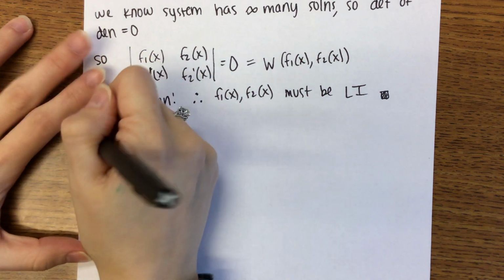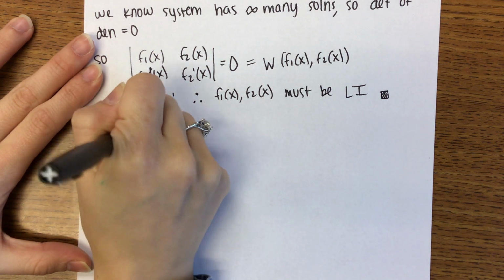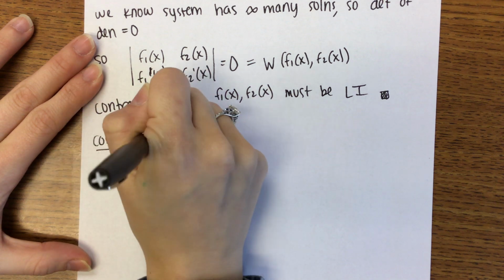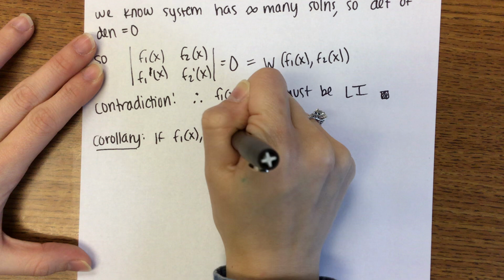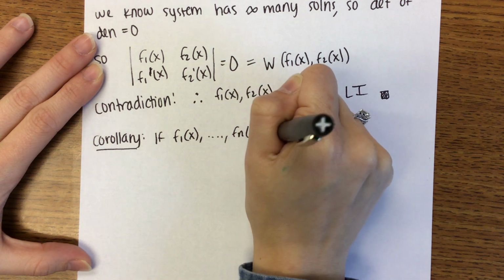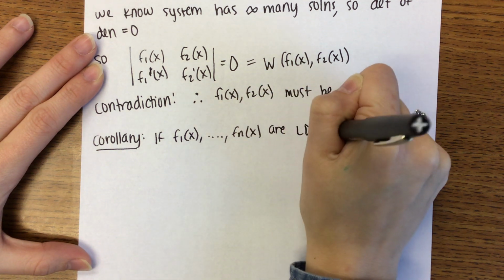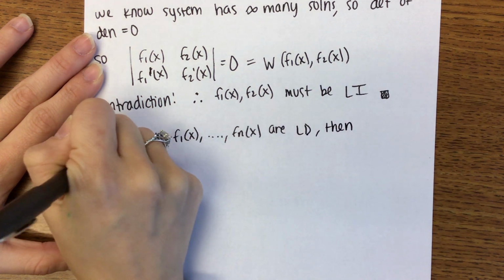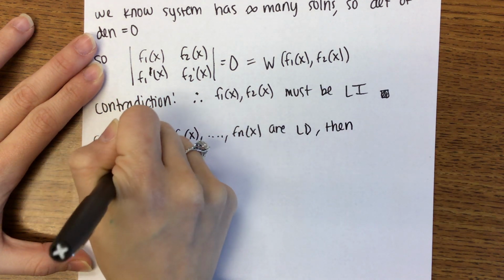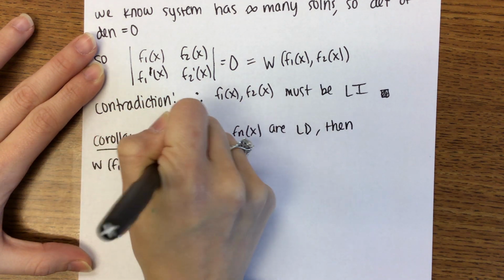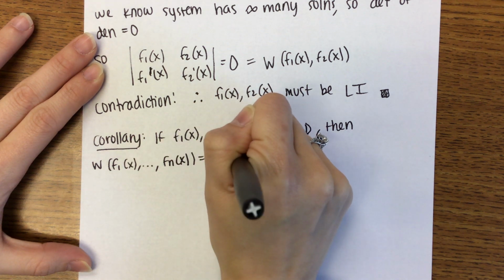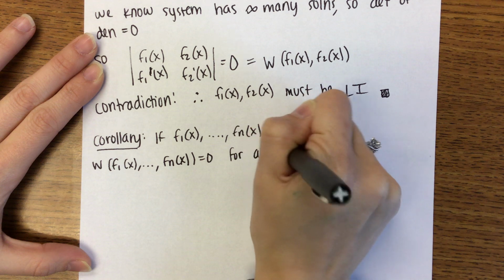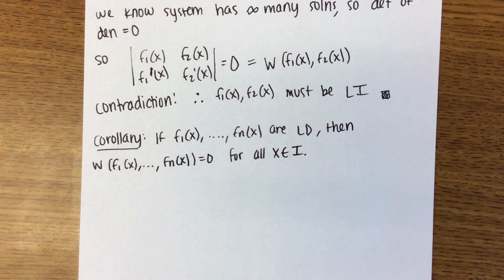Okay, this leads us to a corollary. If f1 of x all the way up to fn of x are linearly dependent, then the Wronskian of all of those functions is going to equal 0 for all x that are in the interval.